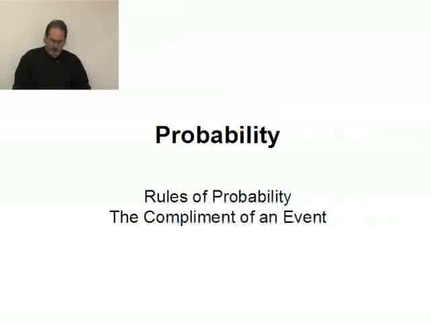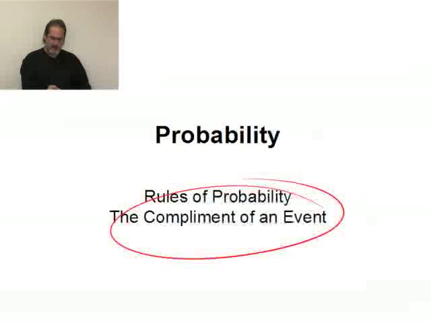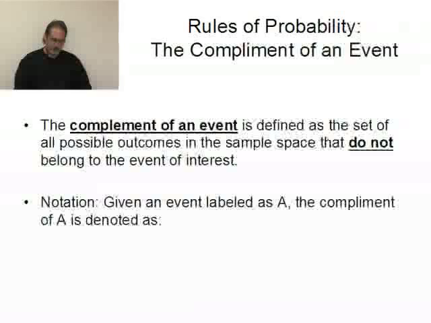Let's take a look at some rules of probability, and specifically I want to talk about the idea of the complement of an event. Now, the complement of an event is defined as a set of possible outcomes in the sample space that do not belong to the event of interest. It's everything outside of the event of interest. Given an event labeled as A, the complement of A is denoted with A with a superscript of C, for A complement.